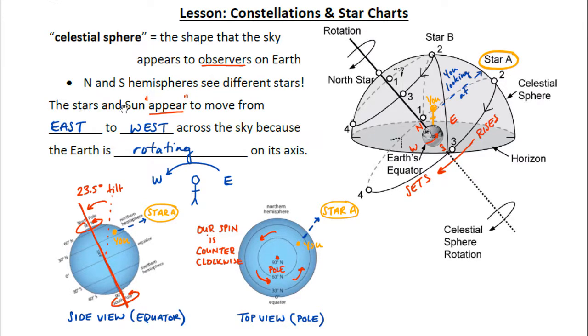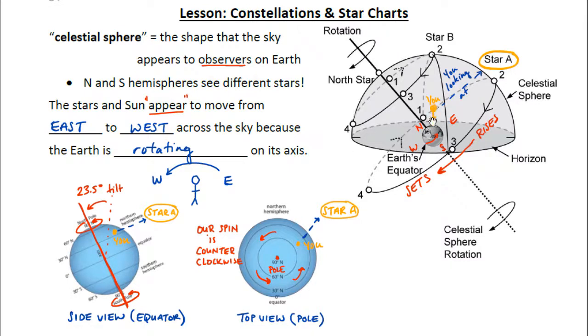The stars, just like the sun, will appear, they won't actually, but they will seem to because of our motion, to move from the east to the west across the sky, and that's because we are rotating. If you look at us from the side angle, and here's the equator, and here's the tilt of the Earth, you can see here we are rotating counterclockwise. And then if we look straight down on the North Pole, we could see that we are again rotating counterclockwise. And that motion, that spinning that happens, really gives us our view of the sun and the stars rising in the east and setting in the west.